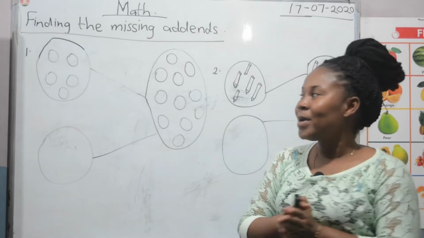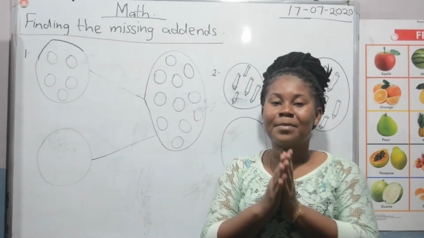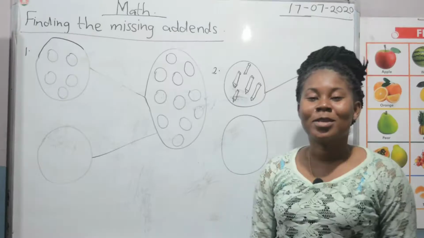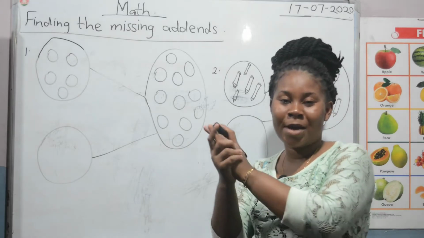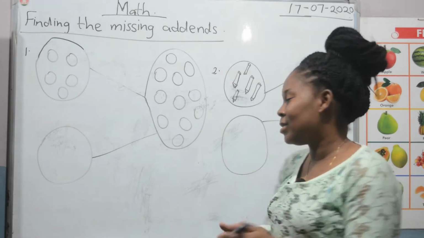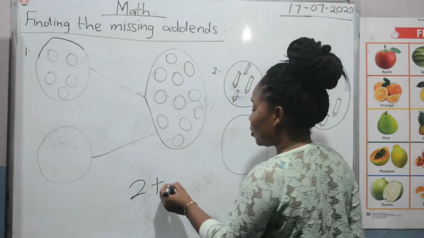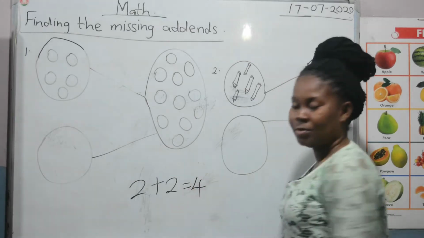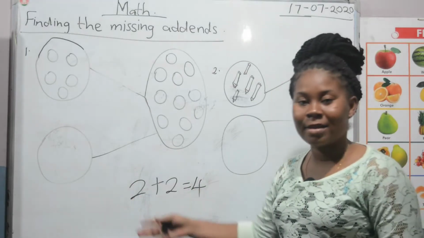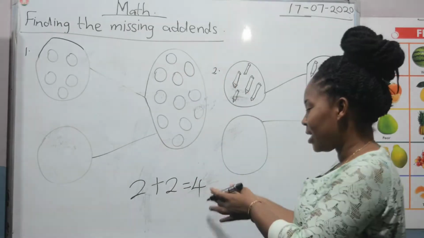And the topic is finding the missing addends. When we say addend, it means a number that is added to another number, then it becomes an addend. So 2 is an addend plus another 2, then you will get 4. Good. So 2 becomes an addend and another 2 becomes an addend. So when you put them together, then you get 4.